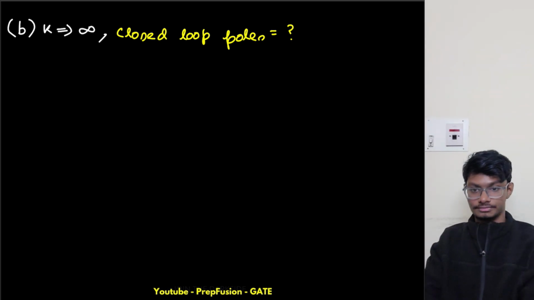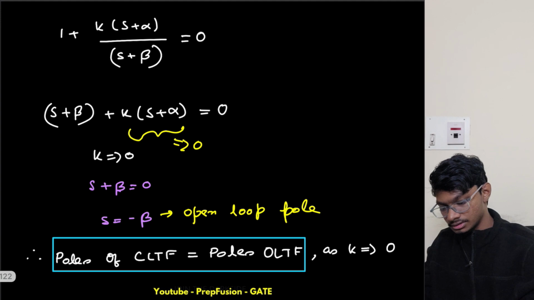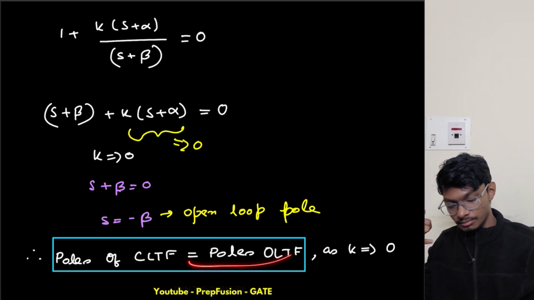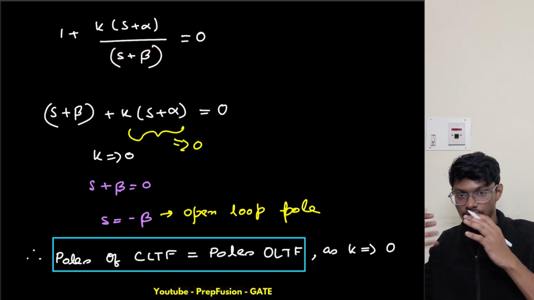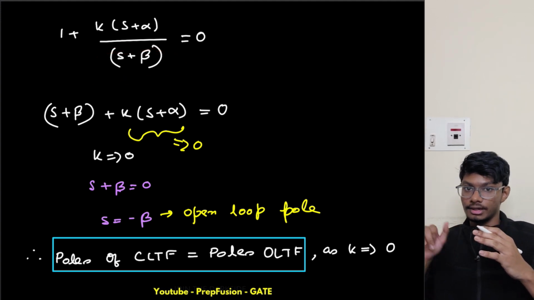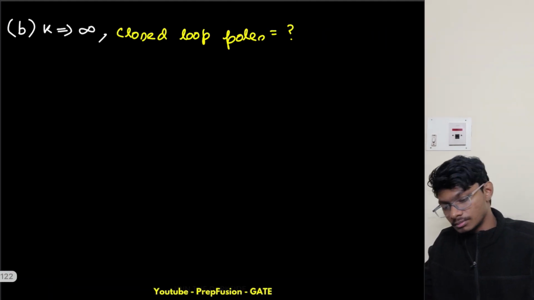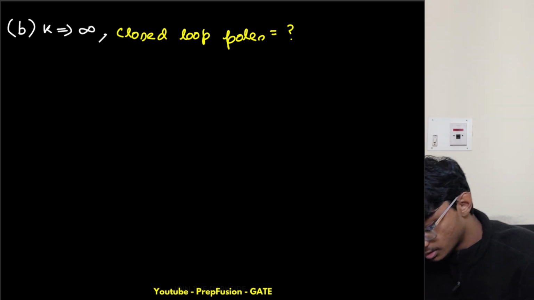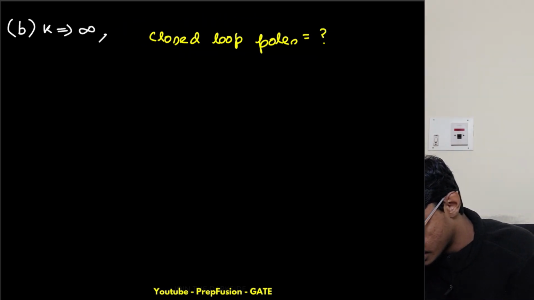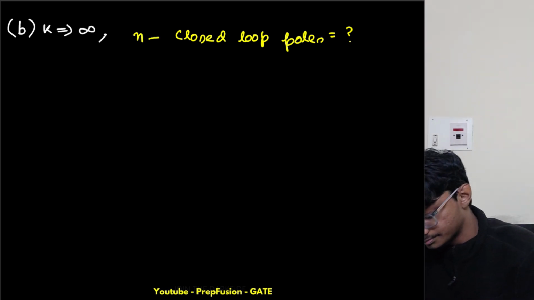Okay, what will happen? So again, just remember one thing here. The number is the same. Open loop poles I have n, and closed loop poles will also be n. But here there is one difference. My closed loop poles will be n, as I already explained. So I will write here n, because there is a slight difference, n closed loop poles.